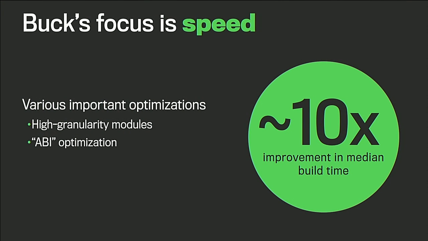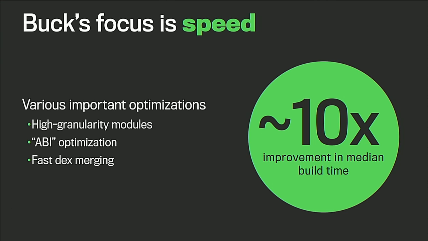We do what we call an ABI optimization. So if you do a build and then you change some Java code and build again, Buck is able to detect whether you changed the interface of the module or just the implementation. And if you only change the implementation, we don't have to recompile any of the other Java code that depends on the part that you changed.